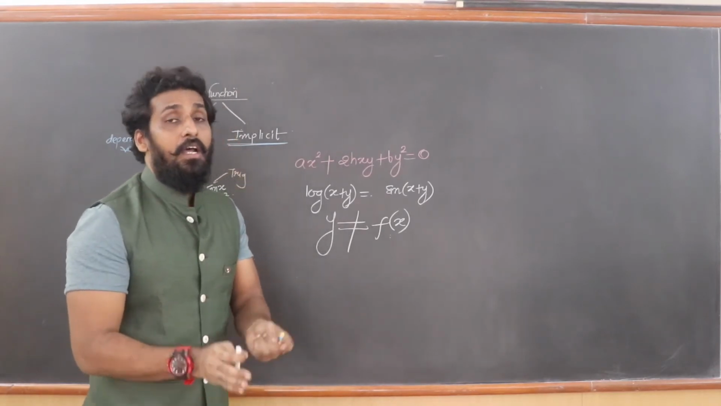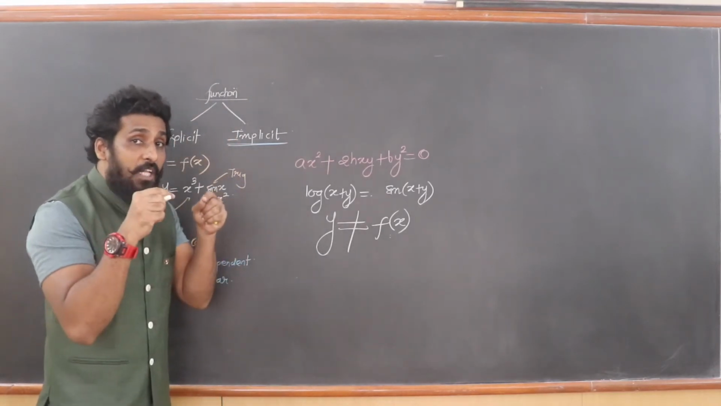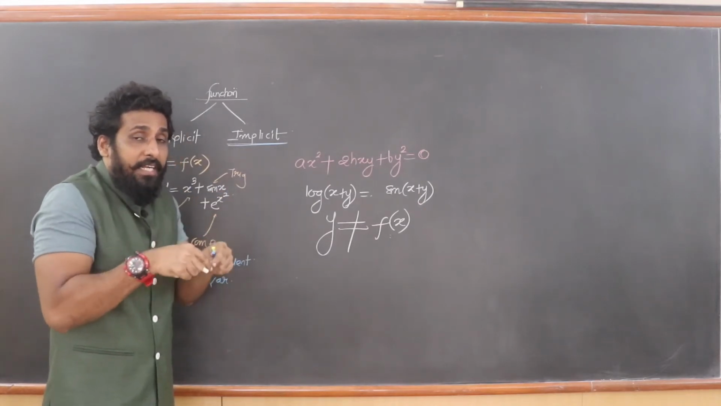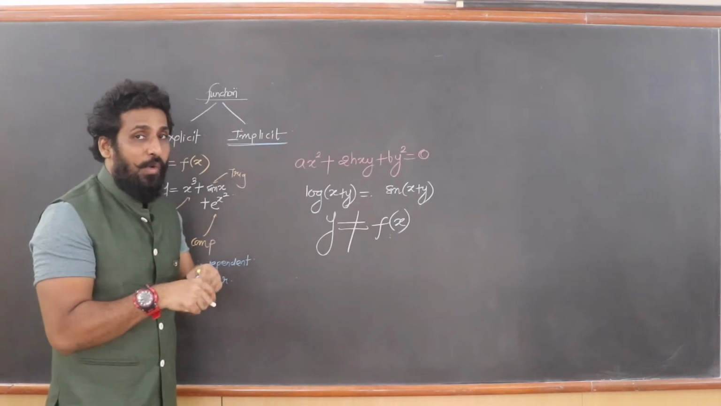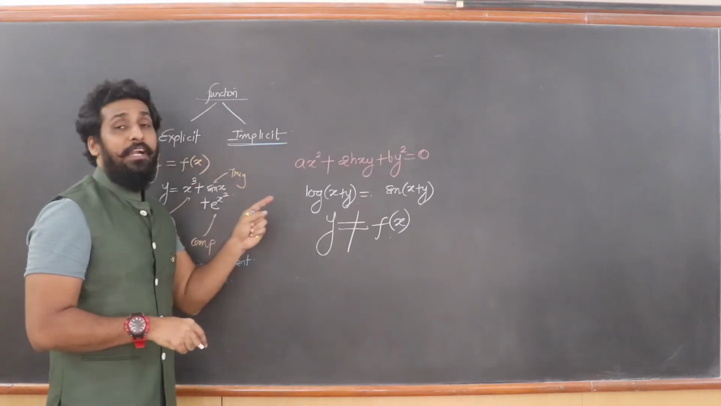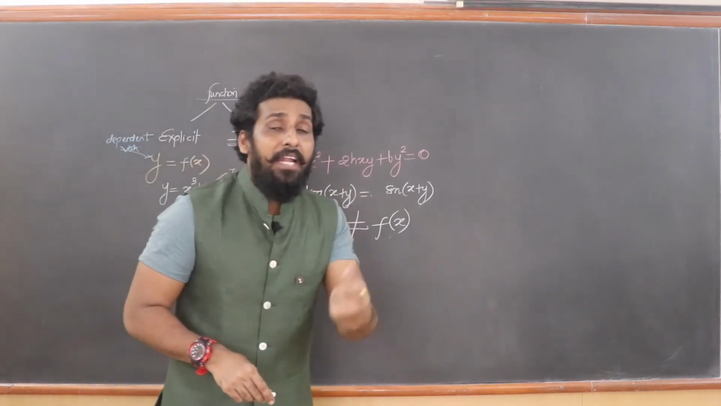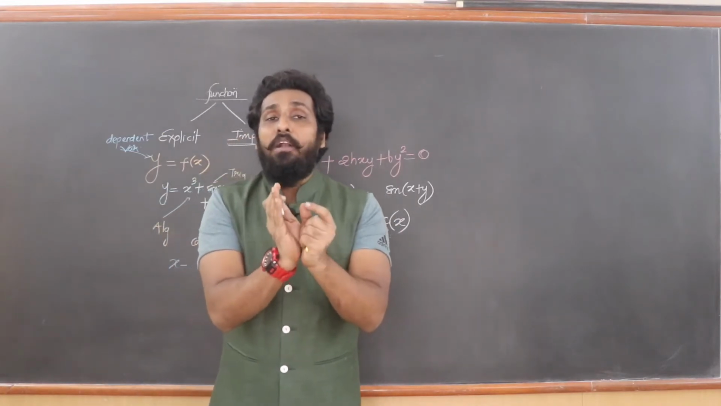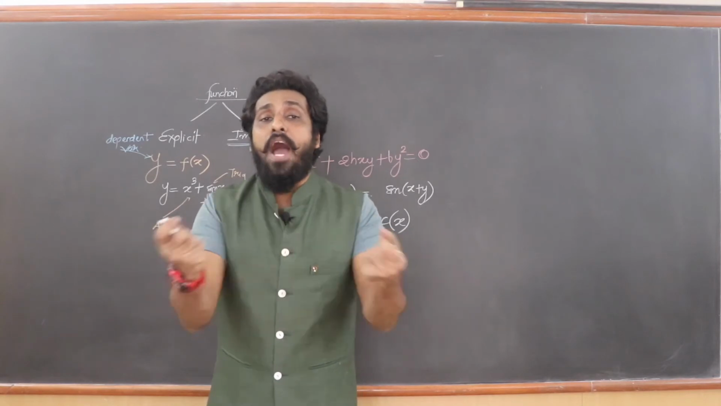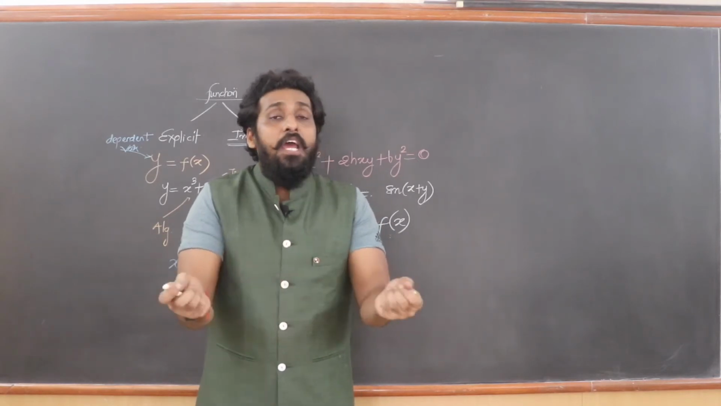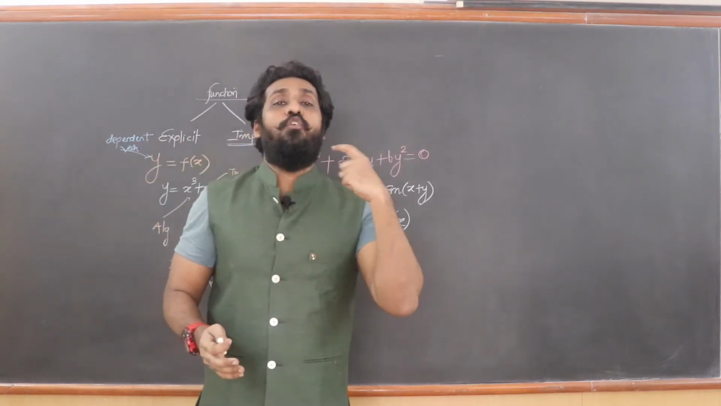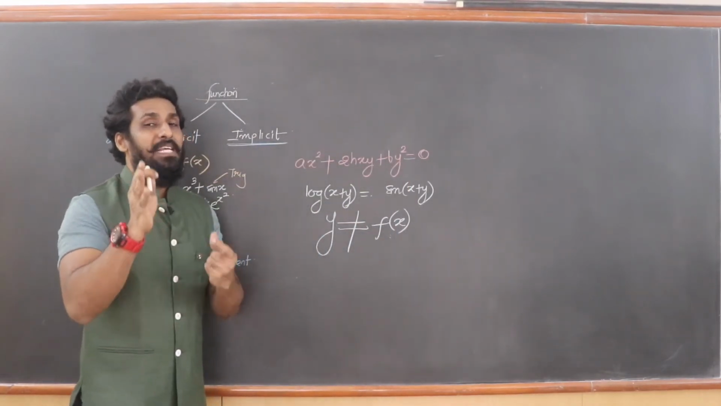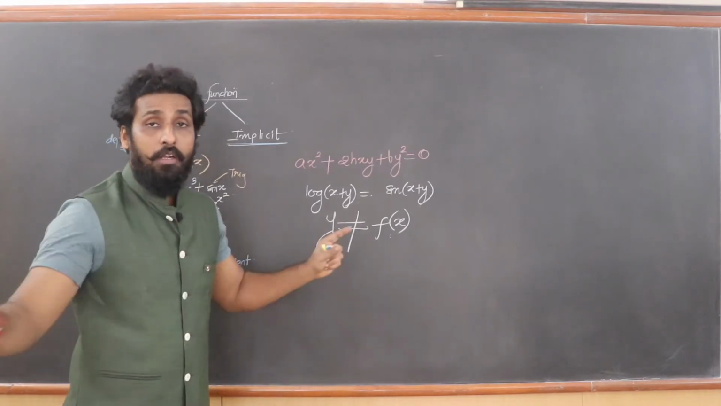So whenever x and y are implied into each other in the same equation, at that time you can call that function an implicit function. Or you can more easily remember it like this: whenever you are not able to isolate x and y, you cannot separate x and y, you cannot represent y as a function of x, then you can call y an implicit function of x. There can be many other examples.